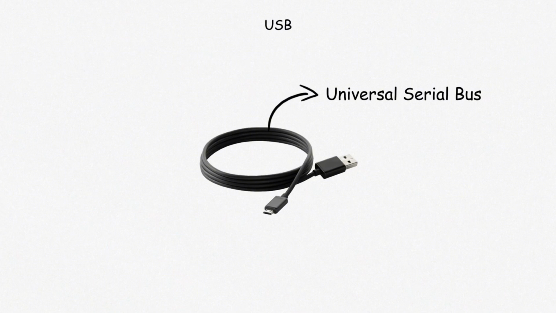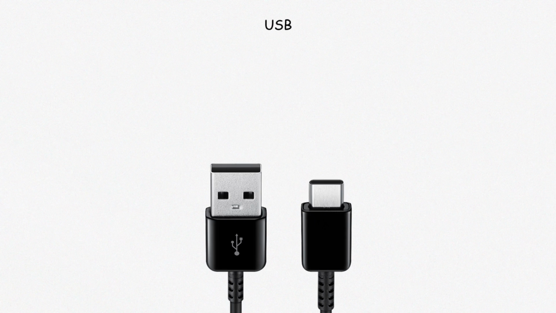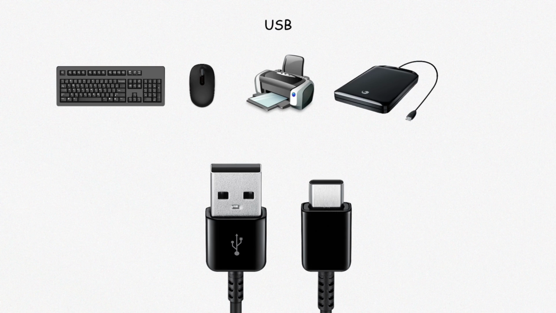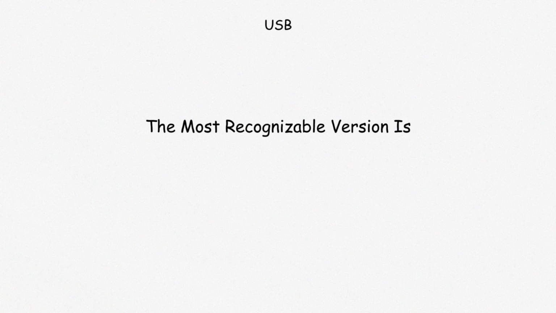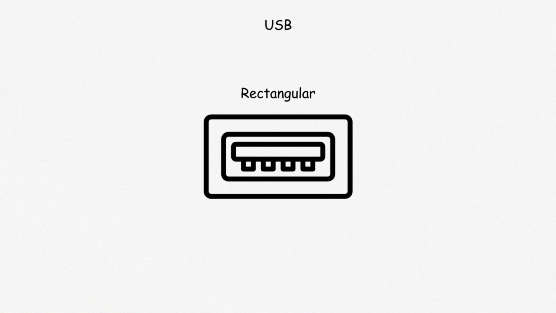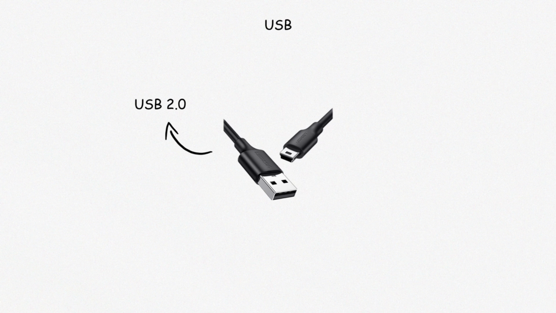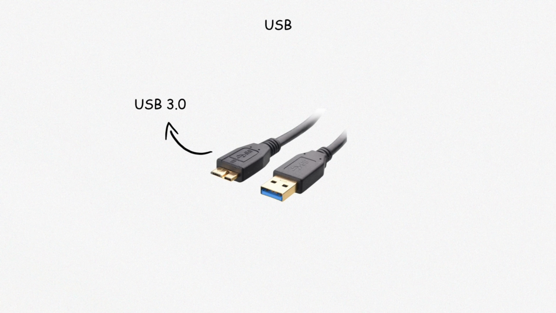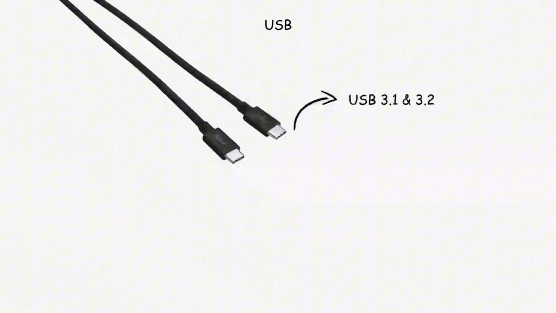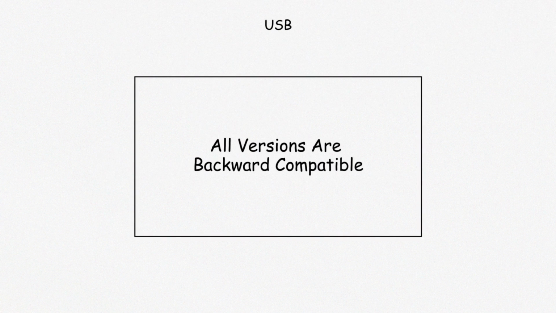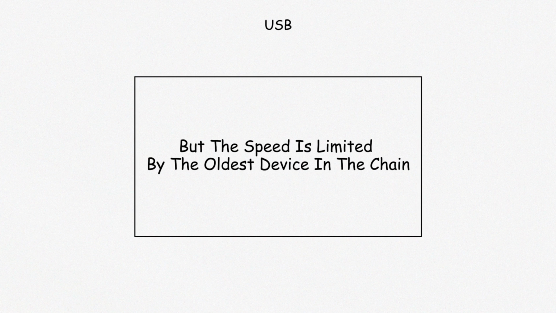USB stands for Universal Serial Bus. It connects devices like keyboards, mice, printers, drives, and phones. The most recognizable version is USB Type-A, rectangular, one-sided, and present on most older computers. USB 2.0 offers speeds up to 480 megabits per second. USB 3.0 increases that to 5 gigabits per second and includes a blue insert. USB 3.1 and 3.2 support 10 and 20 gigabits per second, respectively. All versions are backward compatible, but the speed is limited by the oldest device in the chain.